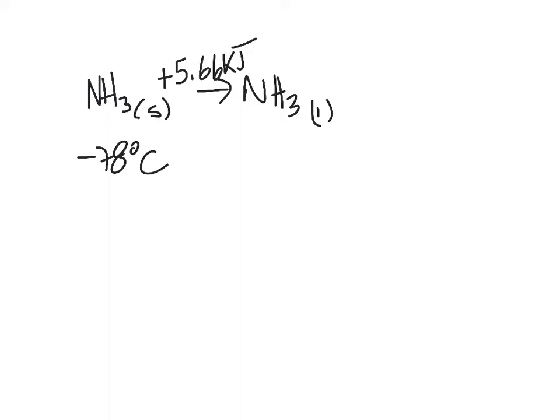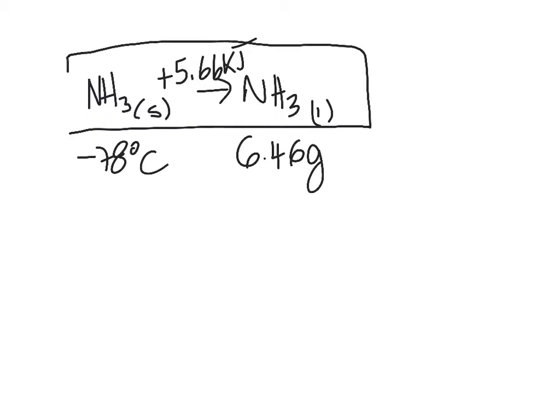What amount of heat is given off when 6.46 grams of NH3 liquid solidifies? Okay. First thing you need to do from this equation is figure out your molar enthalpy of melting. So delta H melt for ammonia is what?